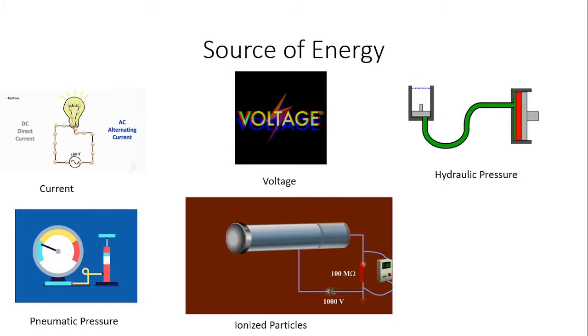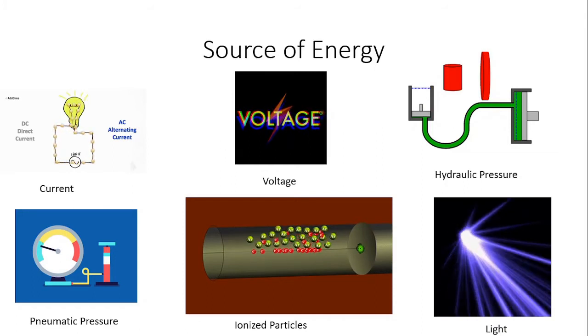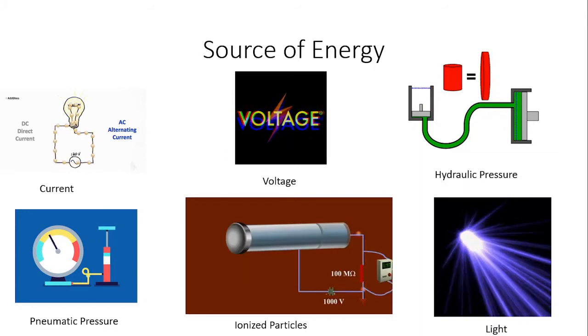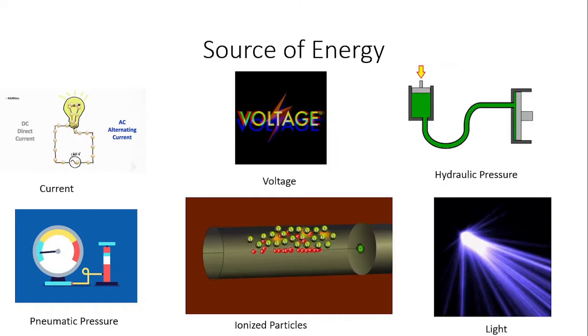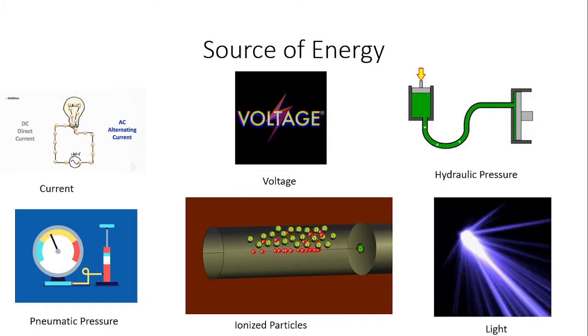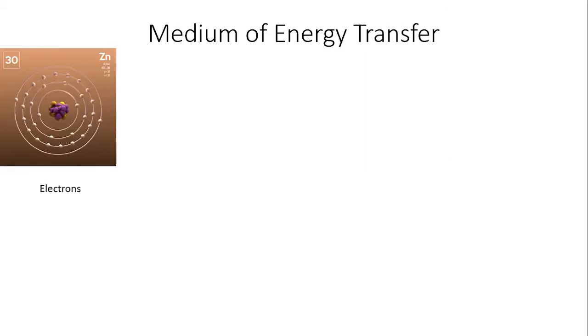After that, ionized particles we may utilize. After that, light energy. Light energy is also one of the important sources. The light may be called laser. Laser machining is also available in manufacturing industries for producing highly accurate components. So light energy is also one of the sources. And then medium of energy transfer. What kind of mediums? Yes, you see electrons. Electrons are one of the mediums of energy. For example, current flow is made up of the flow of electrons. Where the electron flow occurs, there should be a current.